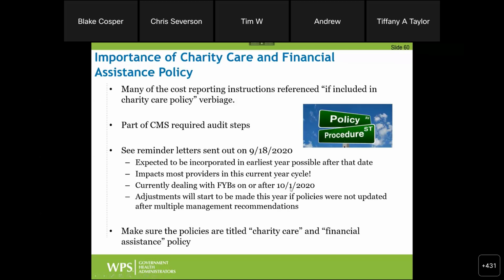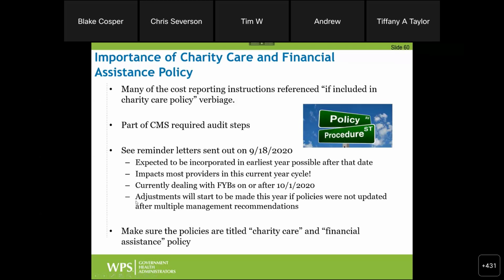Now, yes, it was only 12 days. So if it's a 9/30/20 provider that started 10/1/20, we're not going to expect that within 2 weeks they made a change, but we're probably going to be asking questions, can you document when you made the change? Did you even address the reminder letter or the notification? For later fiscal year ends that had plenty of time to adopt it, you may be seeing adjustments this year for that reason. Things that aren't allowed in your policy and the cost report instruction requires them to be, there might be adjustments made.